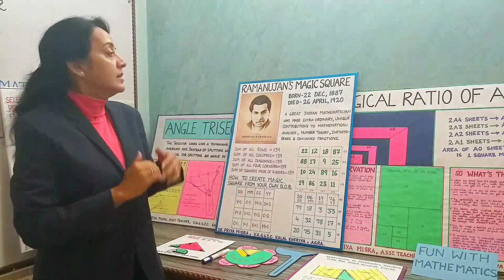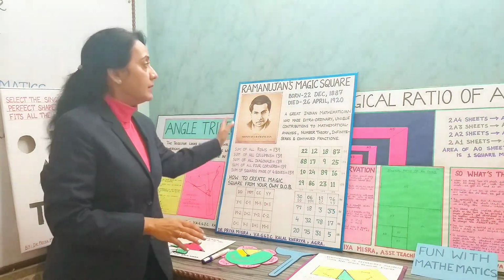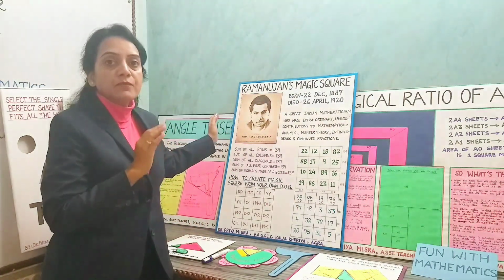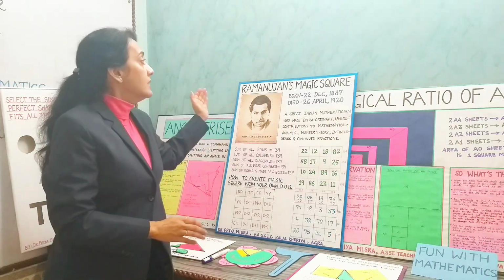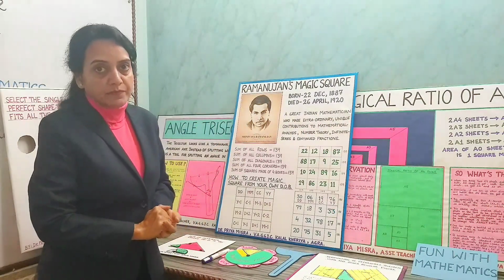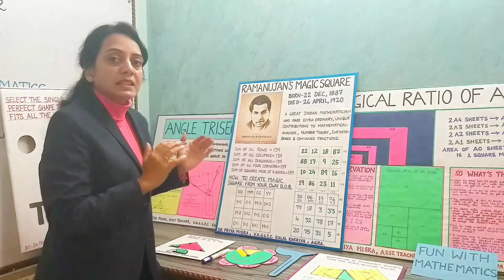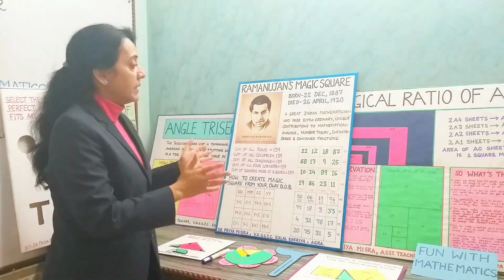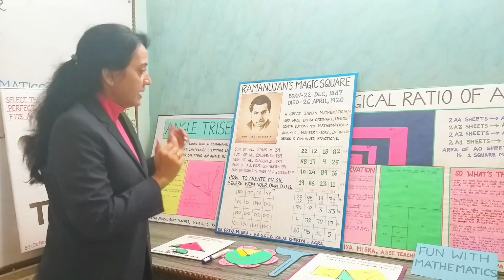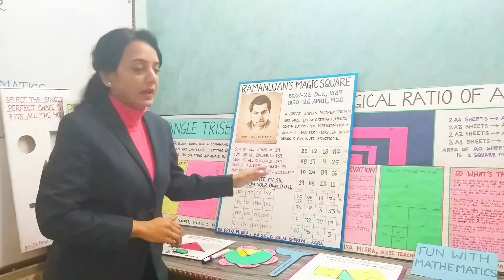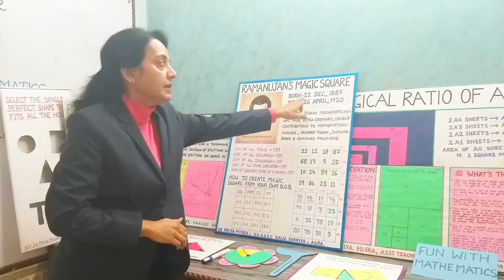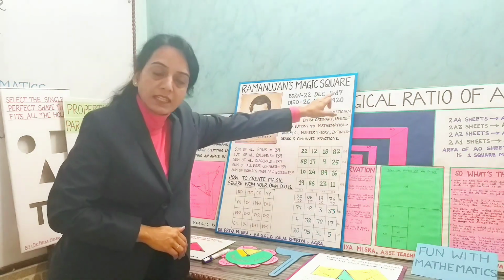That is why I present my 5th TLM, which is based on the famous Indian mathematician Srinivasa Ramanujan. Now, here is Ramanujan's magic square. This tells students about Indian brilliance. He made a magic square using his date of birth, 22nd December 1887.